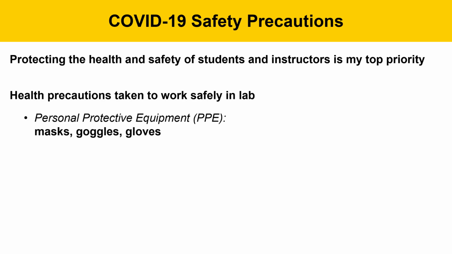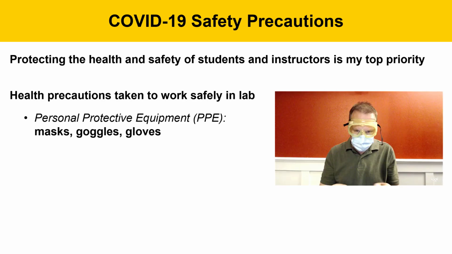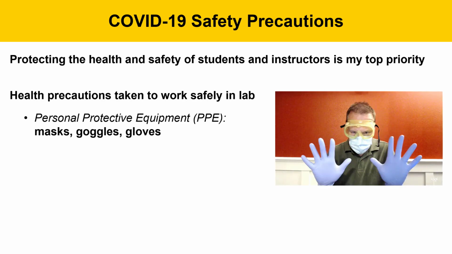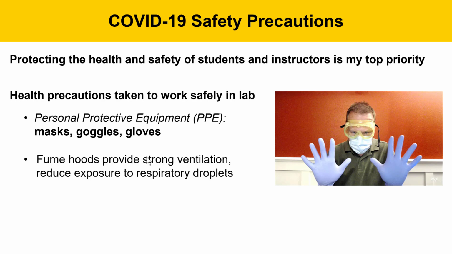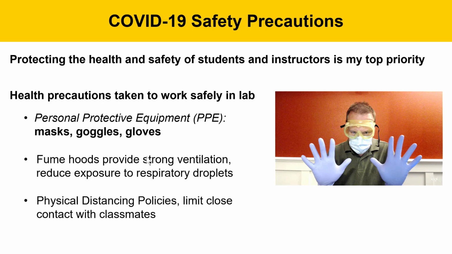First of all, we have personal protective equipment, PPE, that we'll be using. That'll include masks, goggles, and gloves. We're going to be working in a lab with strong ventilation from the fume hoods, and this will help reduce exposure to respiratory droplets. So the lab is actually one of the safer places to be indoors on campus. Then we're also going to be practicing some physical distancing policies, and those are going to limit close contact with classmates, which should also help prevent the spread of the virus.